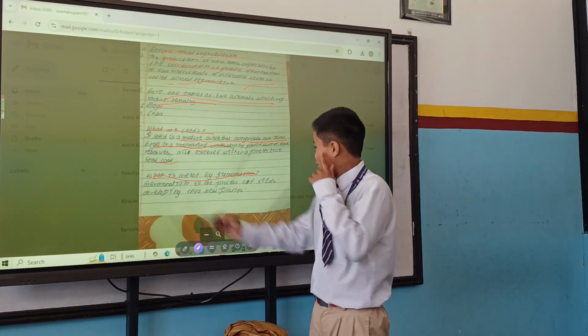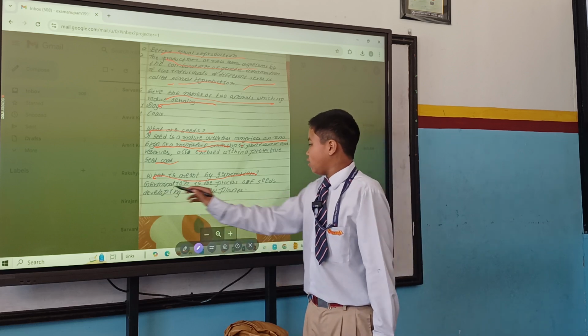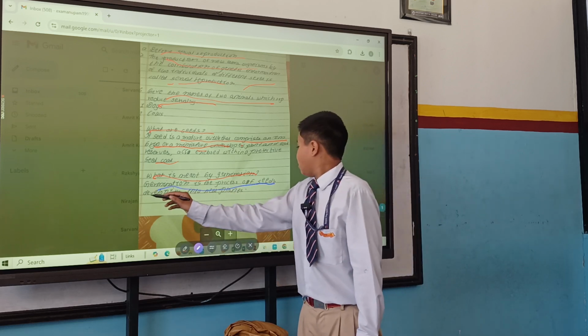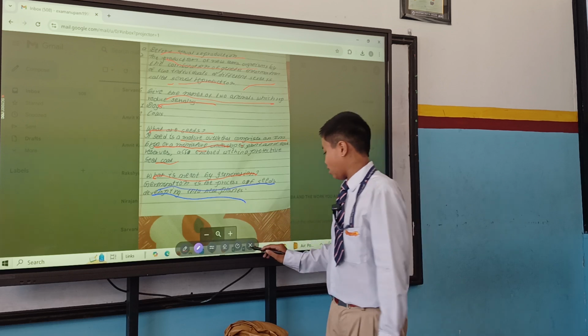What is meant by germination? Germination is the process of seed developing into new plants.